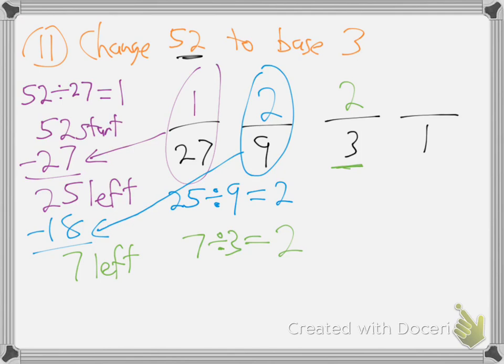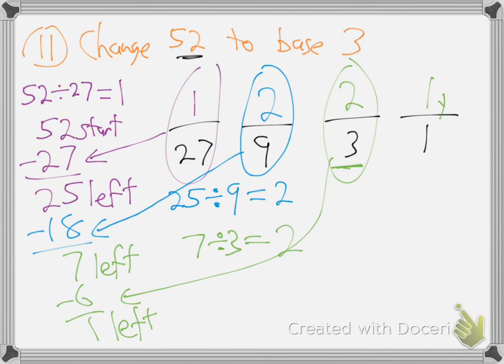So 2. Then 2 times 3 is 6. Bring that over. Only 1 left. So 1. There it is. 1221 base 3 is the same as 52. It's really 52. And you can double check it on your calculator on the exam. Just multiply and add it up, huh? And it's 52. The total is 52.